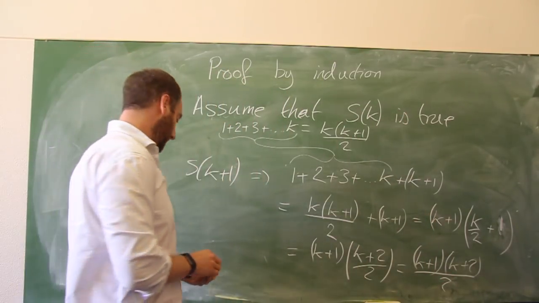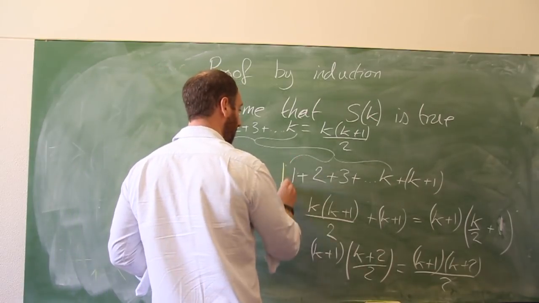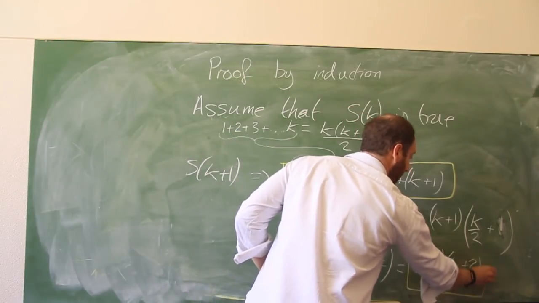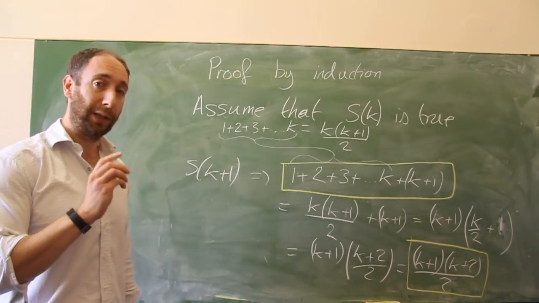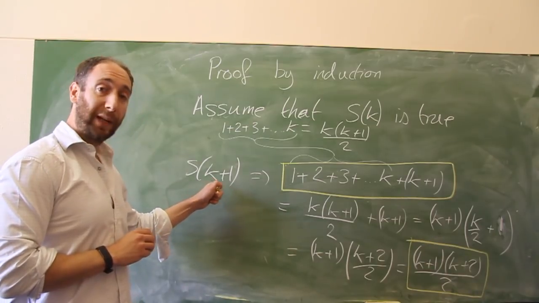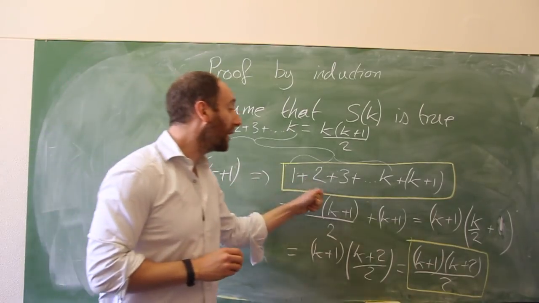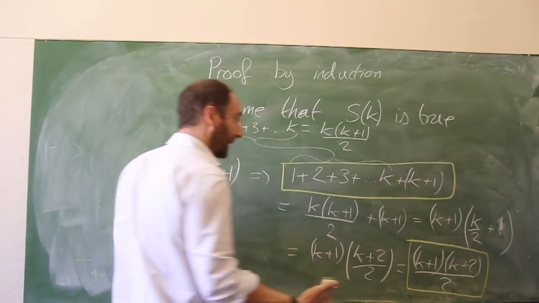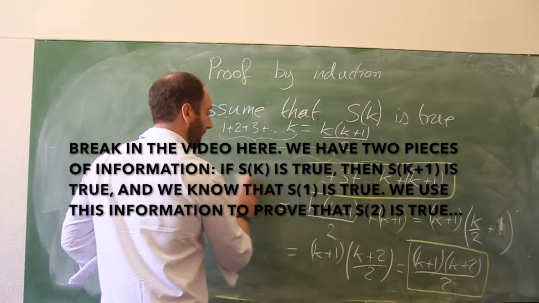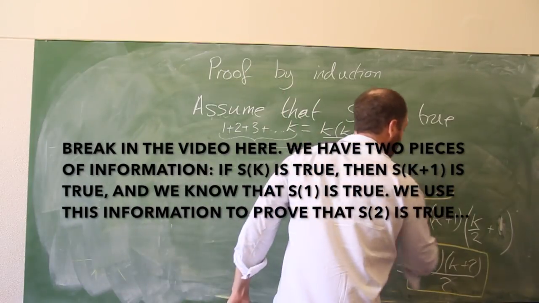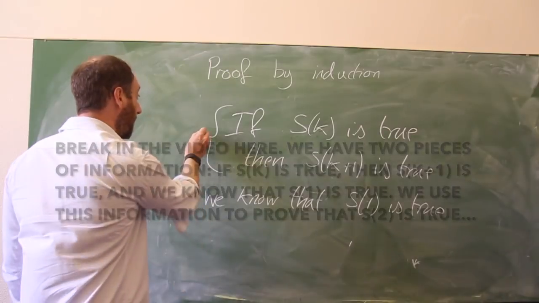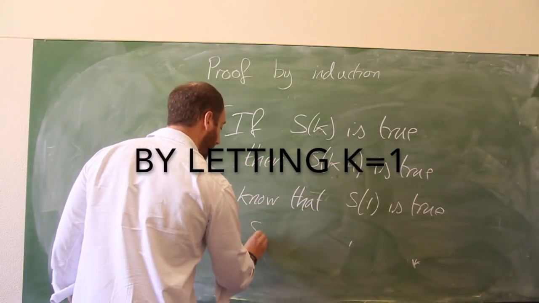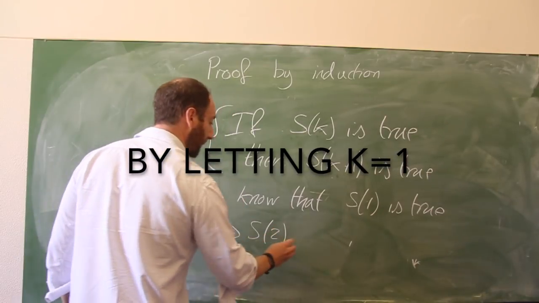But in fact, this equaling this was statement k plus 1. So we've actually managed to prove that. We've proved that this does equal that if this is true. So let's write that. This means that if S1 is true, then it implies that S2 is true.